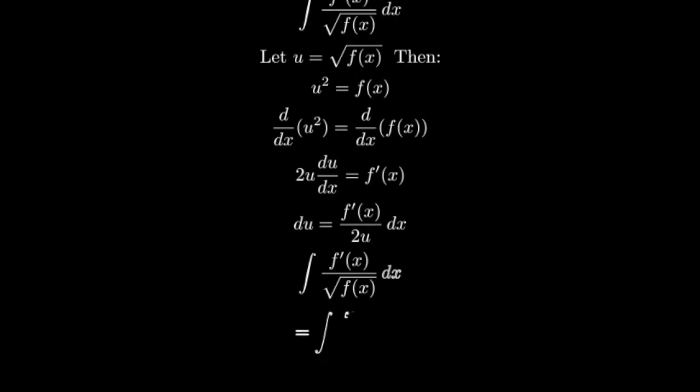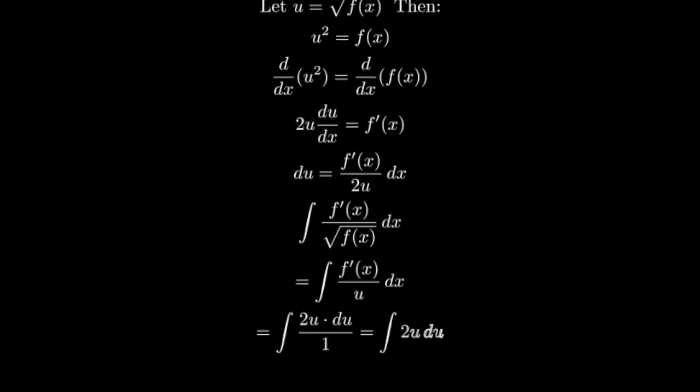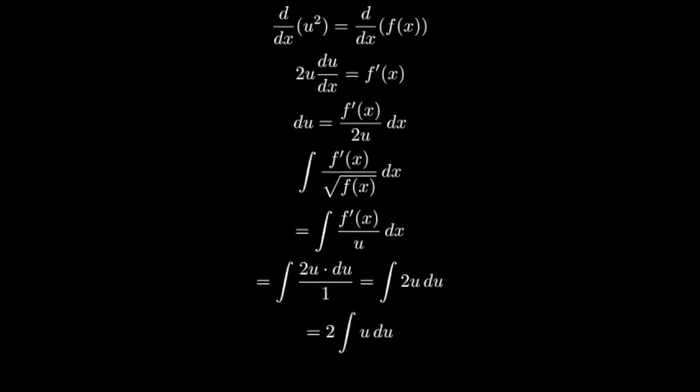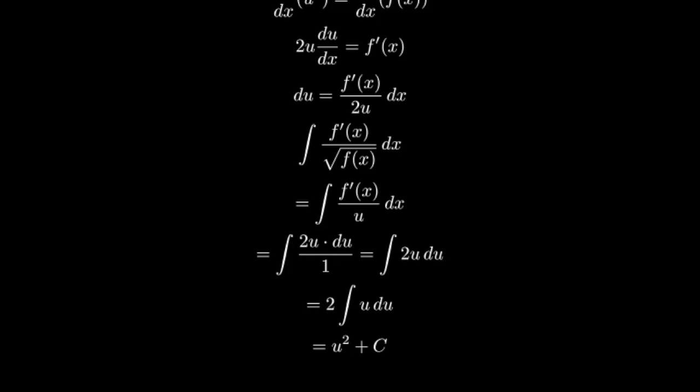Now we can substitute this back into our original integral. Looking at our substitution for du, we can rewrite the integral in terms of u. The integral simplifies to 2 times the integral of u du. This is a simple integral. The integral of u is u squared over 2. So 2 times that gives us u squared plus a constant of integration.